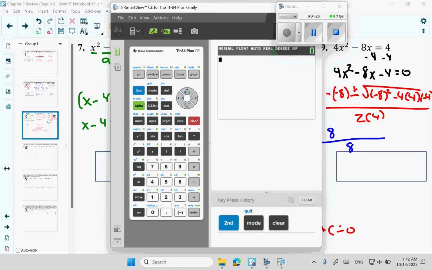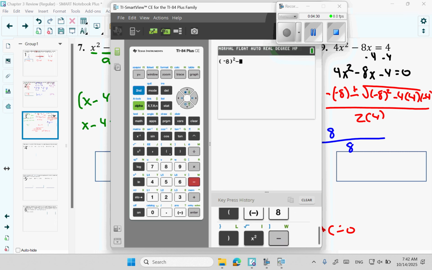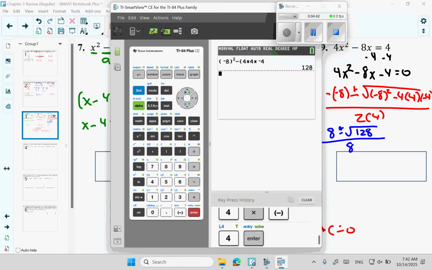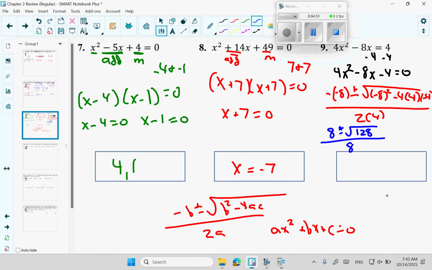Okay, so negative 8 squared minus 4 times negative 4. So we get the square root of 128. 128 doesn't have a square root, I'm pretty sure. So we're going to break down 128. The tree, 128, let's go by 2.